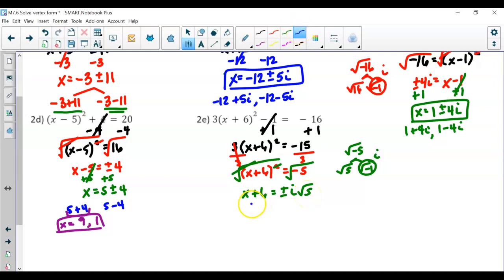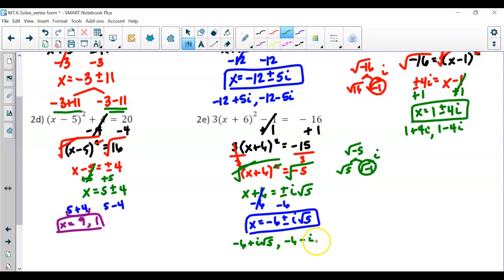Then here, now we subtract 6 to solve for x. And here we've got x is equal to negative 6 because we subtracted, then plus or minus i radical 5. And this is our 2 imaginary solutions. So again, if you wanted to see how this looks, this is negative 6 plus i radical 5 and negative 6 minus i times radical 5. So that's the 2 complex solutions here.